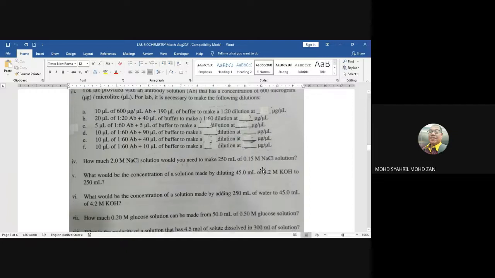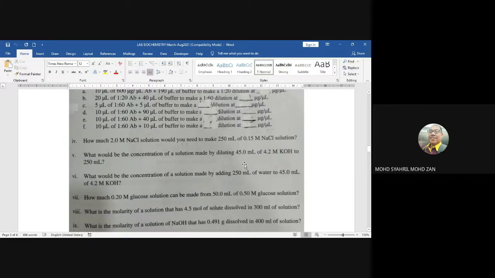Continue number 4. How much 2 molar sodium chloride solution would you need to make 250 ml of 0.15 molar sodium chloride solution? Hint dia awak boleh tengok dekat dalam introduction tadi. Is there a formula you have to use? I want to check. What would be the concentration of solution made by diluting 45 ml of 4.2 molar potassium hydroxide to 215 ml?